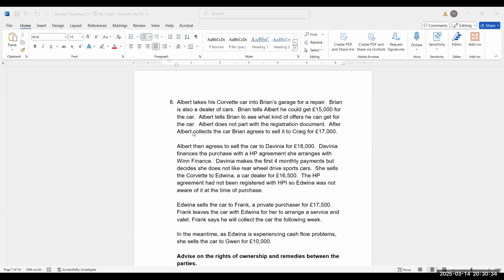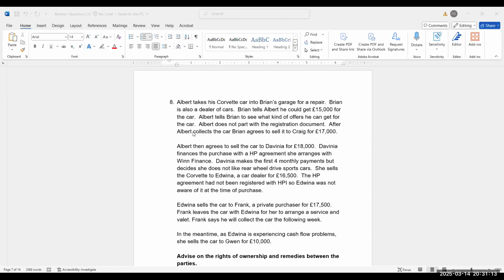Now, Albert sells the car. Albert has been busy after getting the car back. He sells it to Davinia, who is financing it with a hire purchase agreement with Win Finance. So what happens is that Albert is really selling the car to Win Finance, and then they'll release possession to Davinia, and when Davinia finishes paying all the money she needs to pay under the contract, then she would have ownership of the car. But currently, Davinia doesn't have ownership. So that's what happened with a hire purchase agreement.